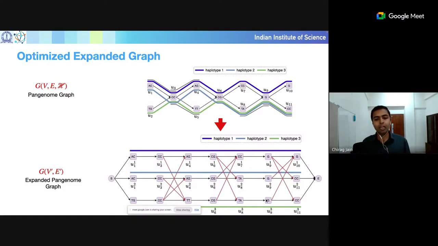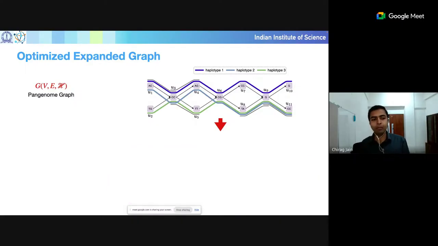But one unfortunate drawback of this expanded graph is that the number of recombination edges between adjacent columns can be quadratic in the number of haplotypes. Because as you can see, you may want to switch from every haplotype to every other haplotype. In that case, you would need to introduce a quadratic number of edges, which might later affect the number of constraints as well, because then we will need too many constraints in the integer programming framework that we are going to introduce.